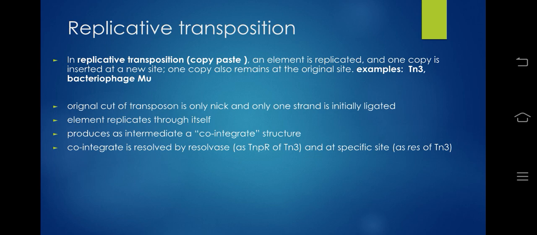In replicative transposition, or copy and paste, an element is replicated and one copy is inserted at one site. One copy also remains at the original site. The original cut of the transposon is only a nick, and only one strand is initially ligated. The element replicates through itself and produces as an intermediate a cointegrate structure. The cointegrate is resolved by resolvase at a specific site.